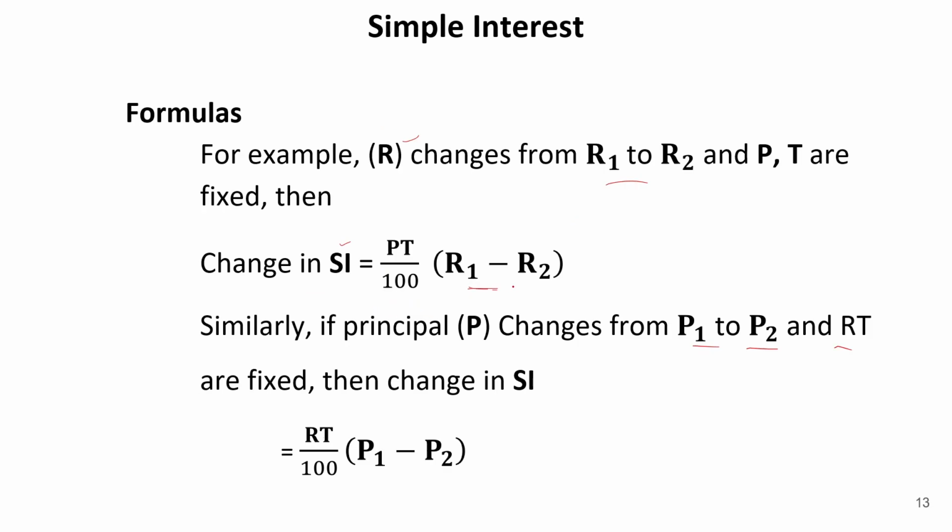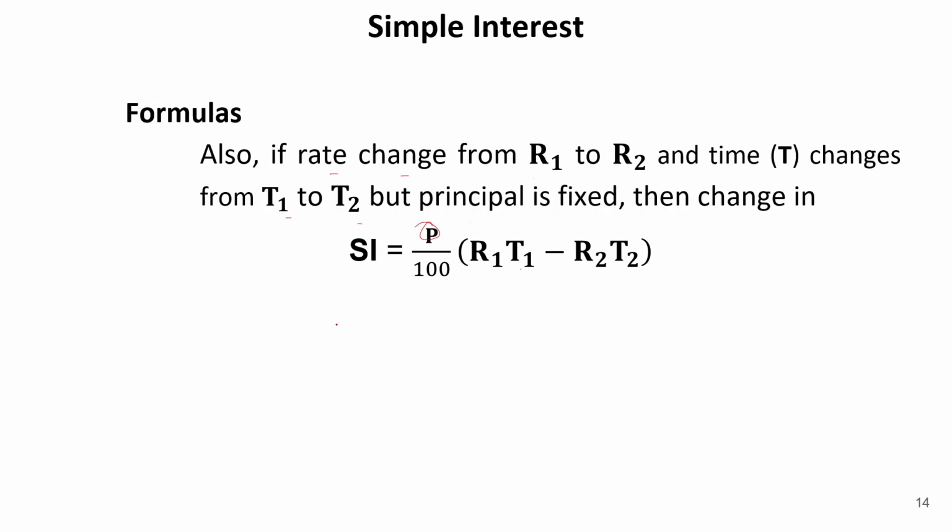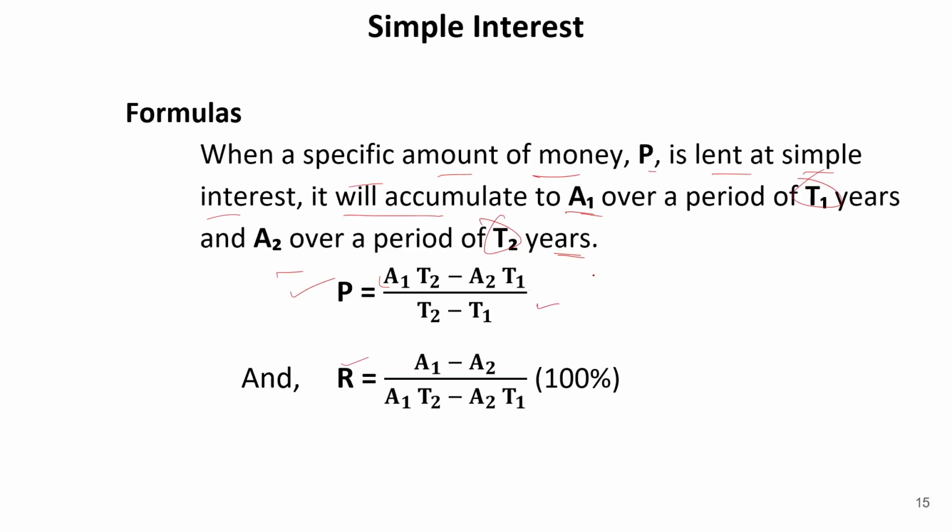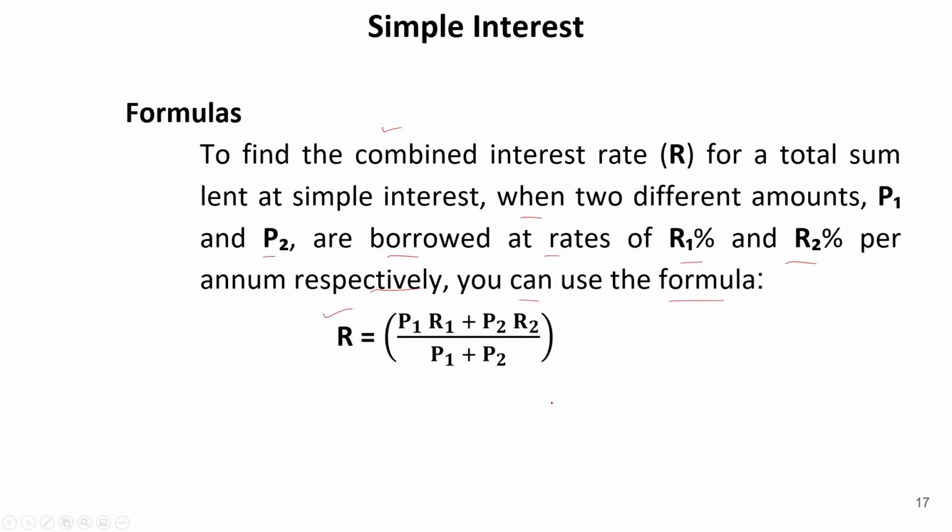So if interest rates change and others are constant, then it will be SI is equal to PT by 100 into R1 minus R2. If principal amount changes and rate of interest and time remain the same, then it will be RT by 100 into P1 minus P2. So also if the rate changes from R1 to R2 and time T changes from T1 to T2, but the principal is fixed, then the change in SI is equal to P by 100 into R1 T1 minus R2 T2. Okay. So P is equal to A1 T2 minus A2 T1 whole by T2 minus T1. So R is equal to A1 minus A2 whole by A1 T2 minus A2 T1 into 100%. Okay. So we also learned this formula.